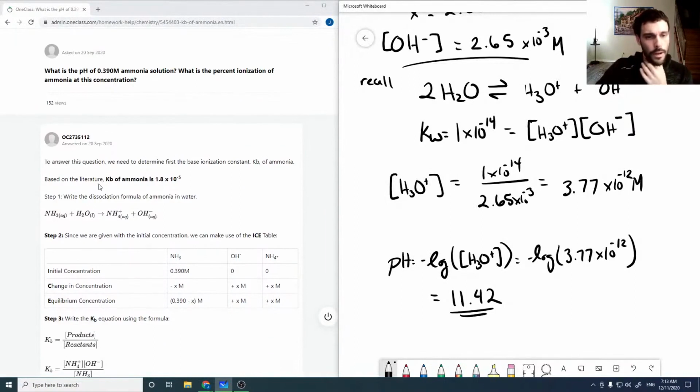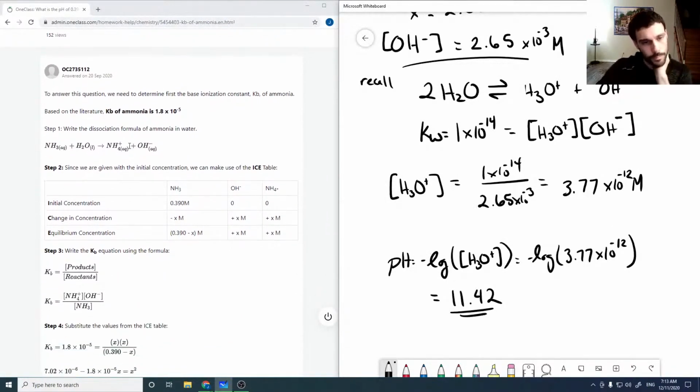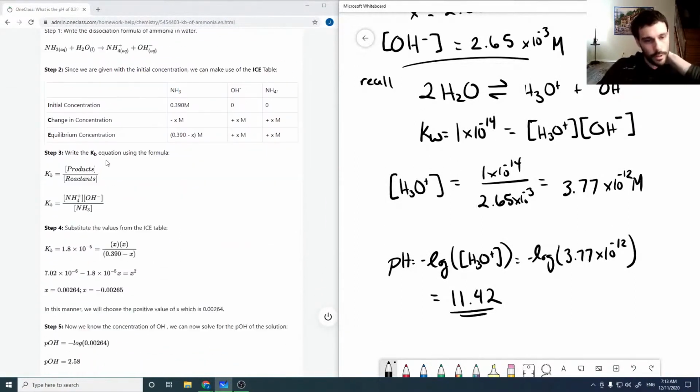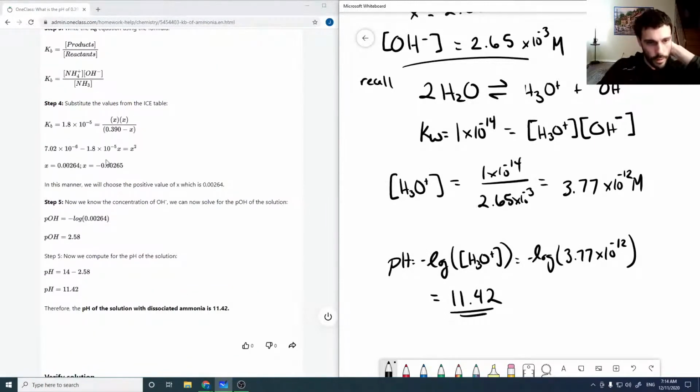All right, so we need our Kb for ammonia. We use our ice table, solve for x, so they did use the quadratic equation. So it comes out to be 2.64 times 10 to the minus 3. I got 2.65, so that's possibly just rounding errors, but it's also possibly due to that assumption I made.